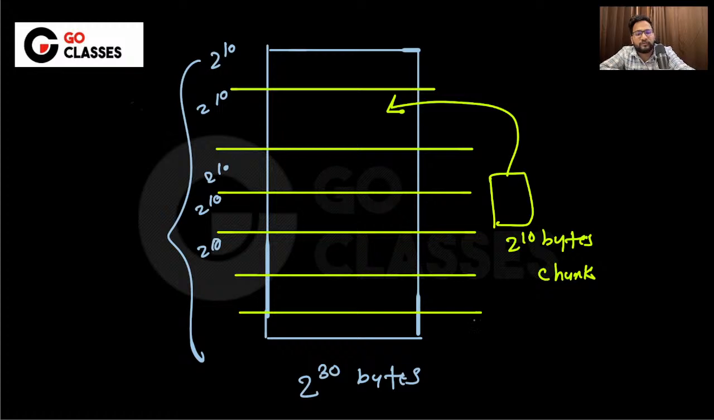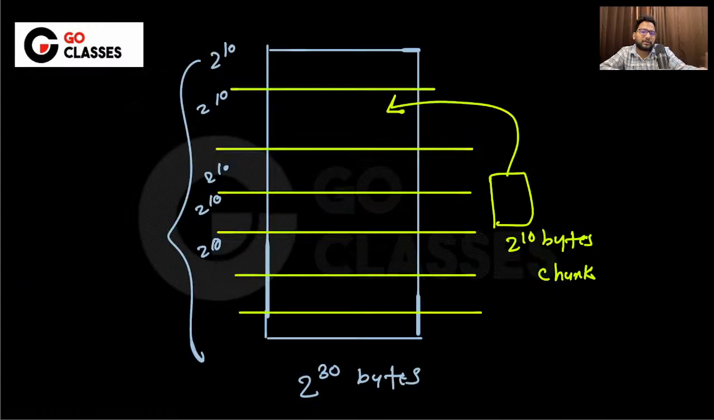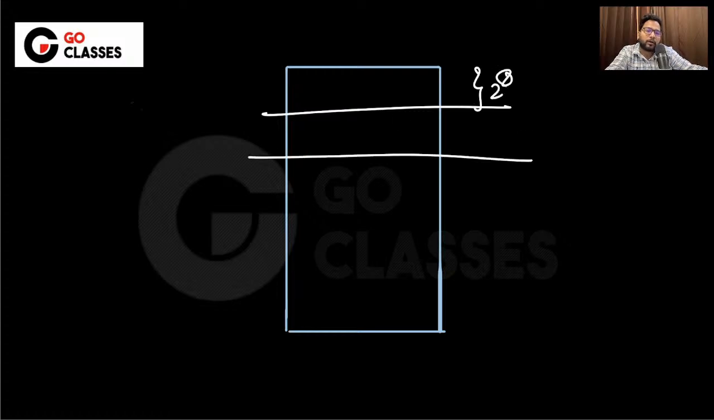Frame size, what is the frame size that is given to us? This is 2 power 8 bytes, right? General misconception is that if you have your physical address, then you will always divide this physical address into 2 power 8 only. You will always divide into 2 power 8, 2 power 8, 2 power 8. It's not like this.